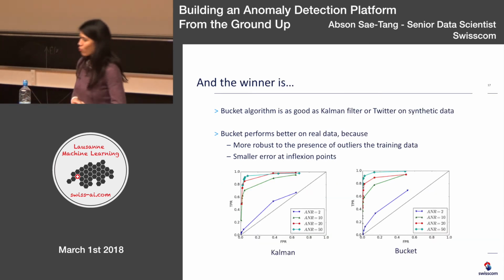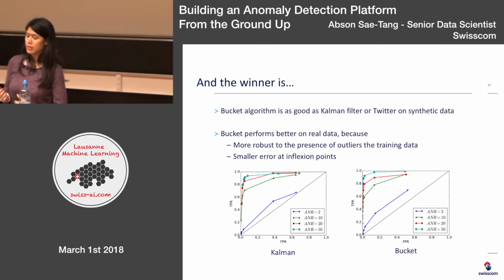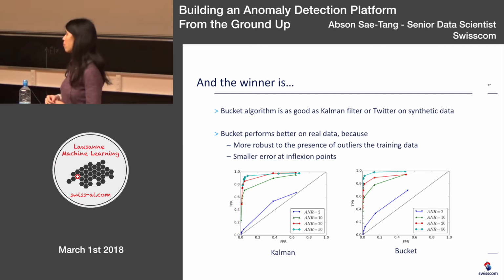So bottom line, we compared all these algorithms using ROC curves. Here you have an example for Kalman and Bucket. On synthetic data, Bucket was performing as well as all the others, but on real data, it was performing better, and our explanation is that it was much more robust to anomalies or outliers in the training data, and that it was also doing a better job at the inflection points of the time series.